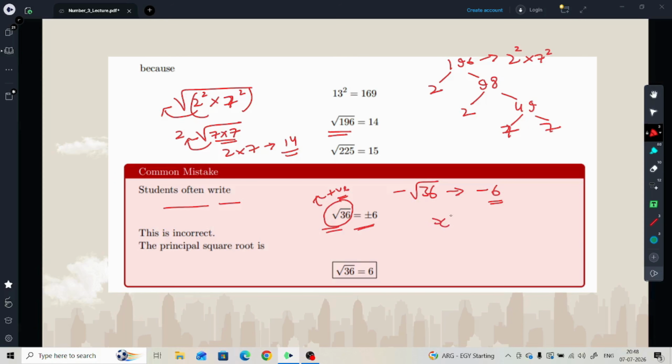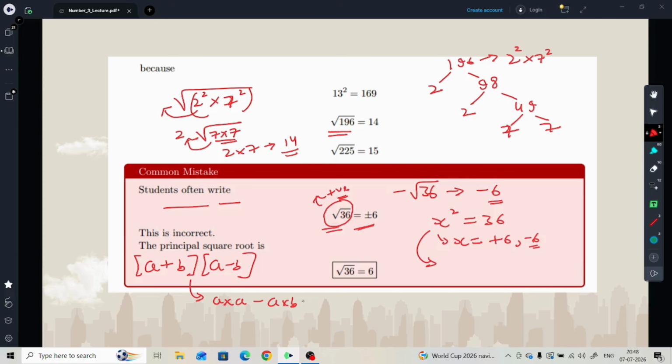Why do students make this mistake? Because they must have studied x square equal to 36. In this case, yes, x has two values, plus 6 and minus 6, because you are trying to find the value of x. Here you might know an important algebraic identity: a plus b into a minus b. This becomes a times a minus a times b plus b times a minus b times b. The middle terms cancel out and you are left with a square minus b square. So a plus b into a minus b equals a square minus b square.